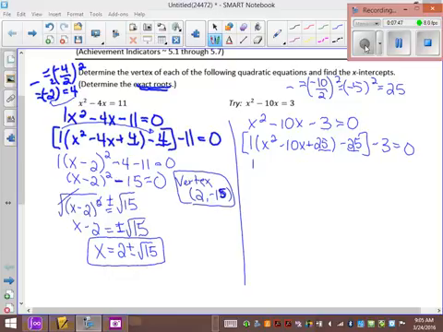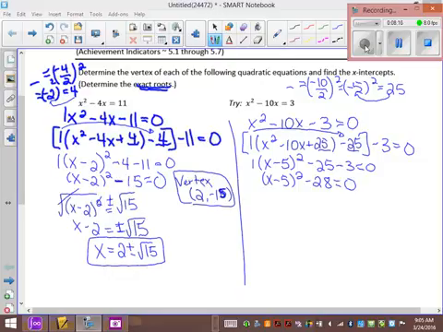Okay, and then 1, and what multiplies give me 25 and adds give me negative 10, x minus 5, x minus 5, so x minus 5 squared. 1 times negative 25 doesn't change it. Minus 3 equals 0, and we get x minus 5 squared minus 28, yes, equals 0. Okay, now the 28, you guys, at this point, the vertex is going to be at 5 and negative 28. When we go to solve this, this 28 is going to be able to break down.